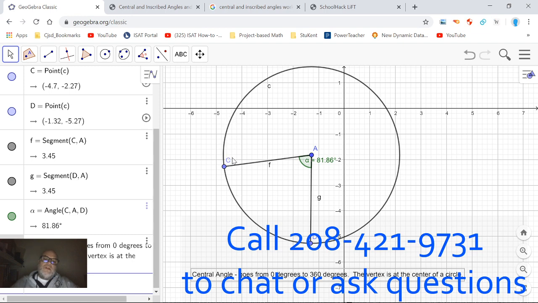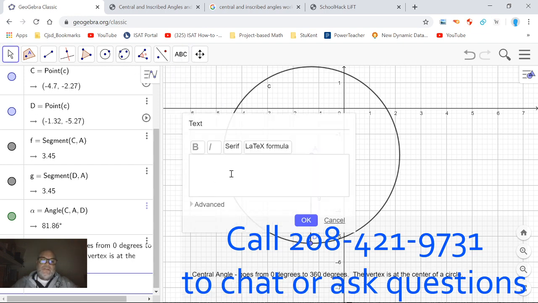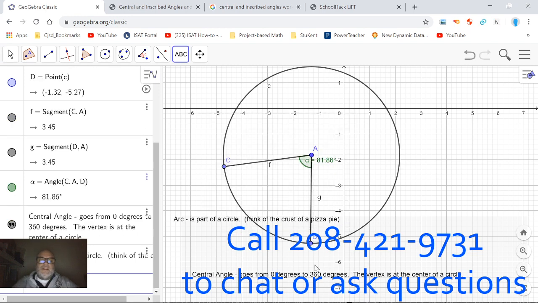Now, it turns out we would also measure, that's the angle. Another way to describe this part here is to think about, if this was a pizza, let's say, how much crust is this? Well, it turns out this is called an arc. Let me get the text tool back over here. So this is an arc, spelled like that, and it is part of a circle. Think of the crust of a pizza pie, something like that.